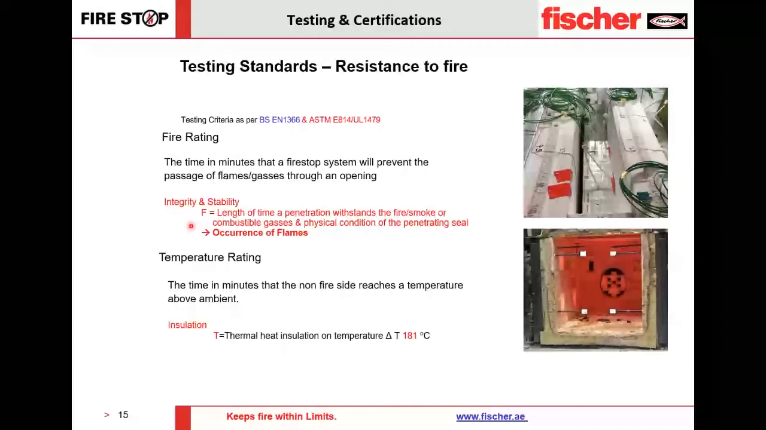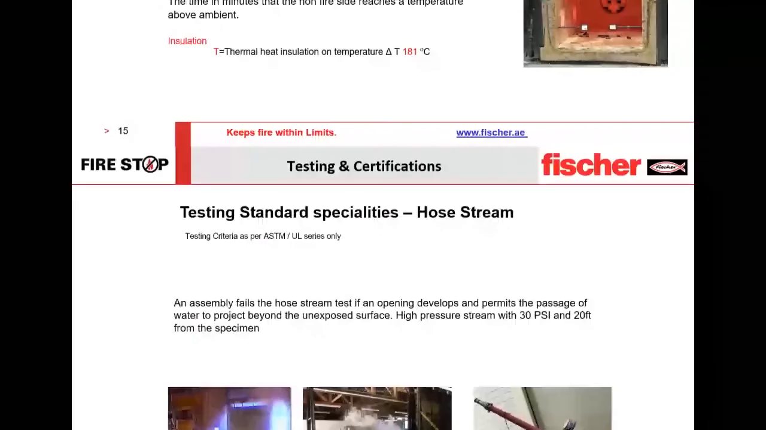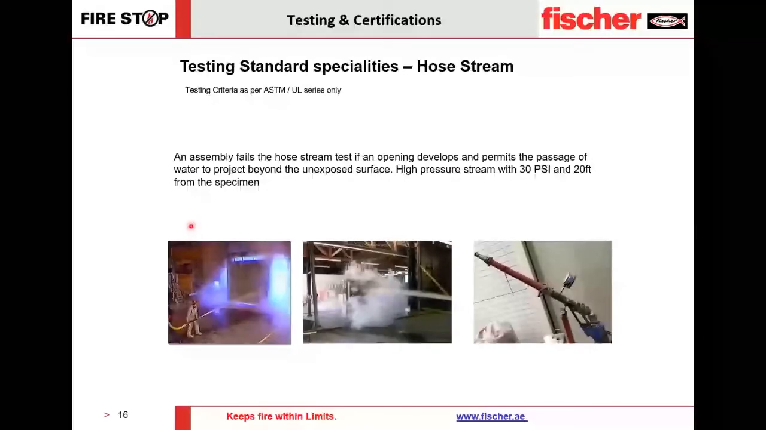Probably the biggest difference is explained on the next slide. This is the so-called hose stream test. Under UL and ASTM testing, verticals are subjected to the hose stream test. This means that a duplicate test specimen at half the duration of the original test assembly is impacted by a 30 psi water stream as specified in the standard from 20 feet distance. The objective is to prove the specimen stability. Under European testing, however, there is no requirement for a hose stream test. However, the pressure of the furnace is different and the pressure gradient ensures the stability of the actual test specimen.